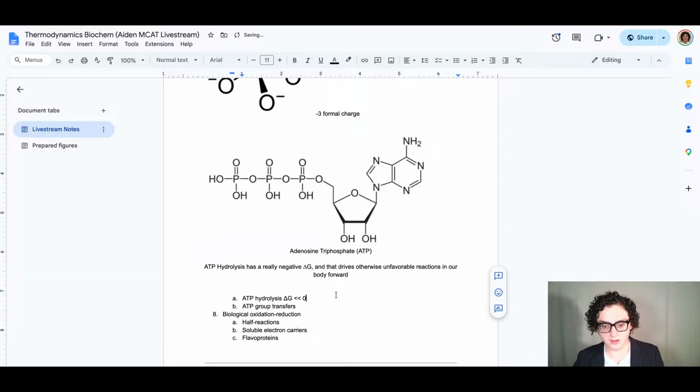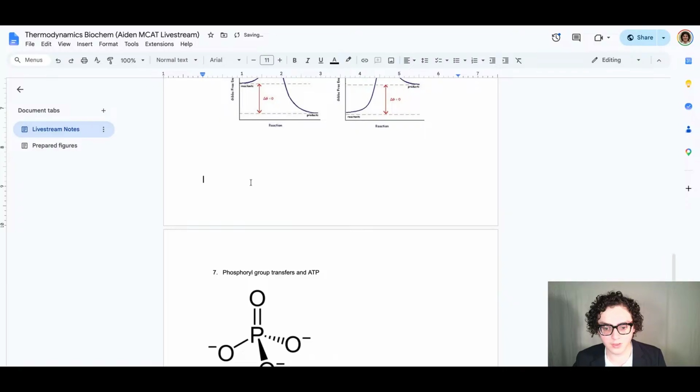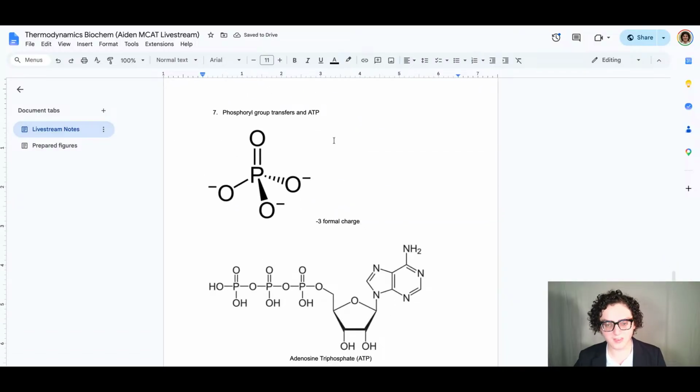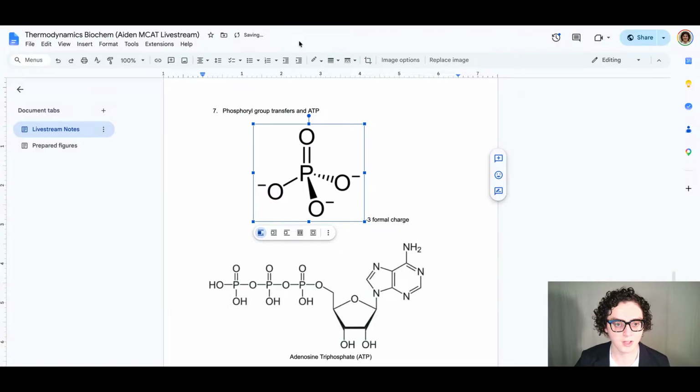The next point: let's make sure we covered this topic well. Phosphoryl group transfers and ATP. Yes, phosphate groups go from ATP and go elsewhere. You can take a phosphoryl group from ATP and plop it onto another organic molecule such as glucose, and you can keep it in the cell that way to make it ready for glycolysis. That's one of the steps in glycolysis, rather. Let me grab a picture of glycolysis to show.